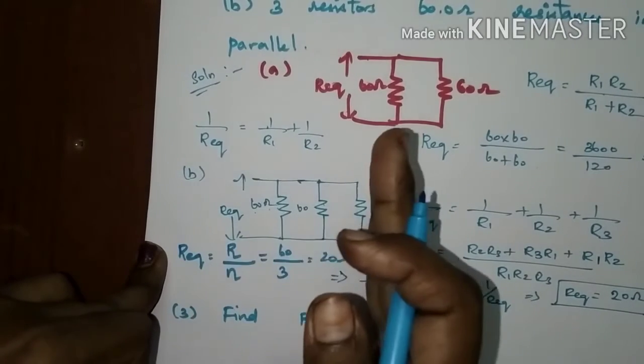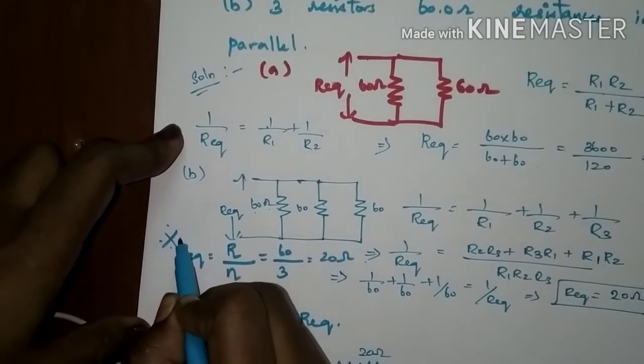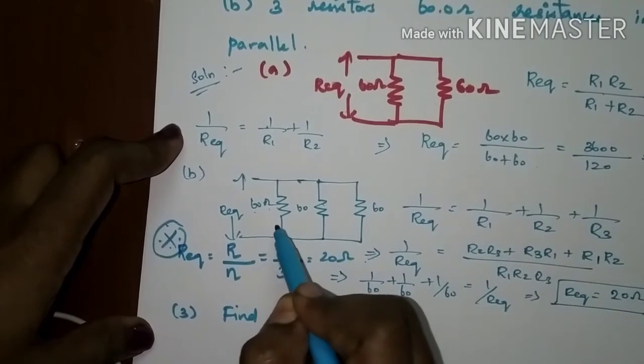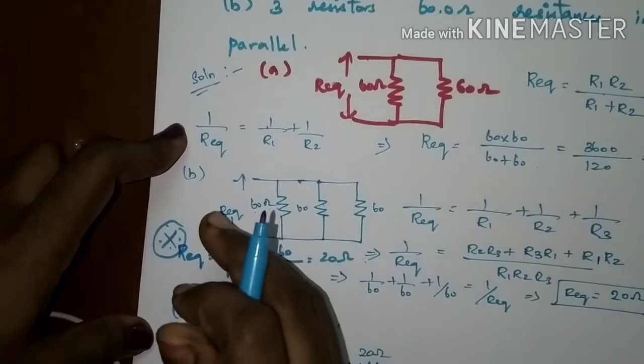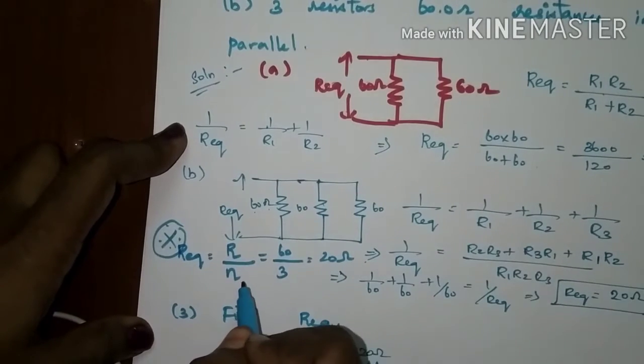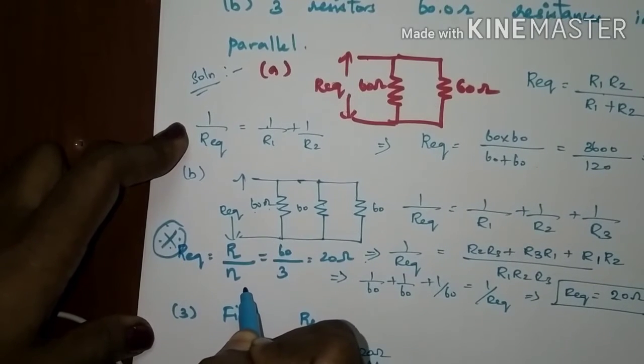Instead of doing such a long procedure, remember this shortcut to find the R equivalent if R is identical and it is connected in parallel for n number of times. This is a formula. It is easy also to find the R equivalent value.